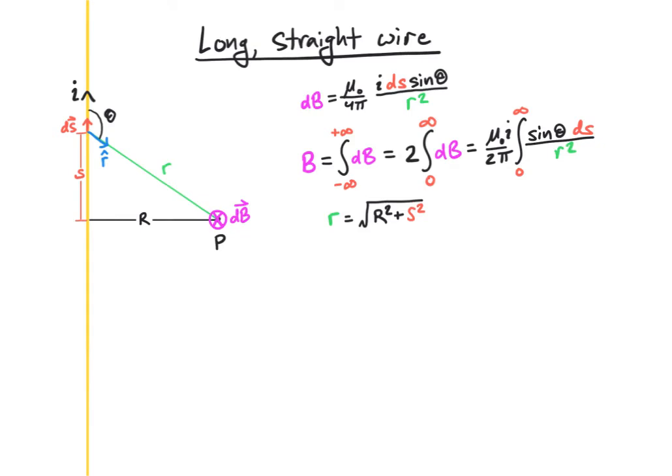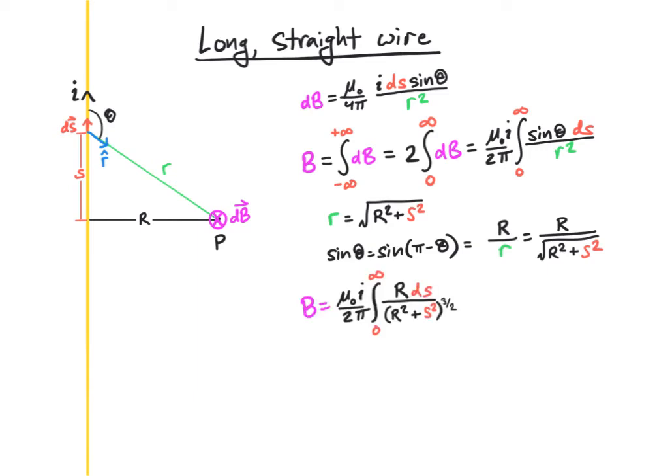To get rid of theta, we can identify this angle here as the supplement of theta, and the sine of an angle is equal to the sine of its supplement, and the sine of this supplemental angle is equal to the opposite side of the triangle divided by the hypotenuse. And of course, we can rewrite lowercase r as we did above in terms of capital R and the integration variable s. Now we can rewrite our integral in terms of just constants and our integration variable s by getting rid of theta and lowercase r.